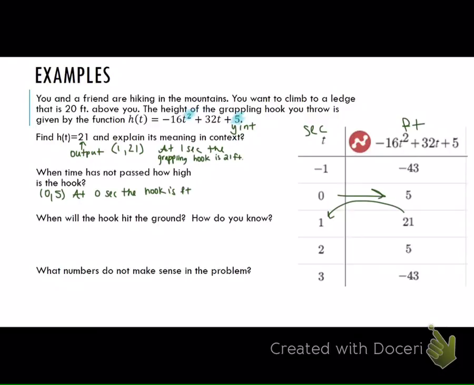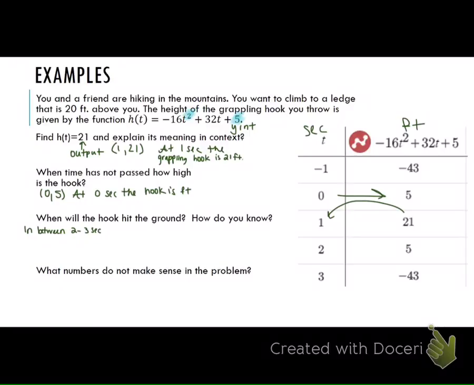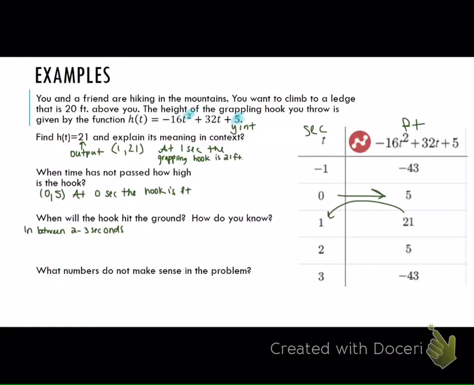In between 2 and 3. So there's 2 different things you can think about this. Yes, in between 2 and 3. And how do you know that? It's 5 and then it goes to negative 43, because it switches from positive to negative. 0 is somewhere between these 2 numbers. It's somewhere between 5 and negative 43. Yes. You don't know exactly, but it needed to be on here so that you guys knew when the hook would come back down.